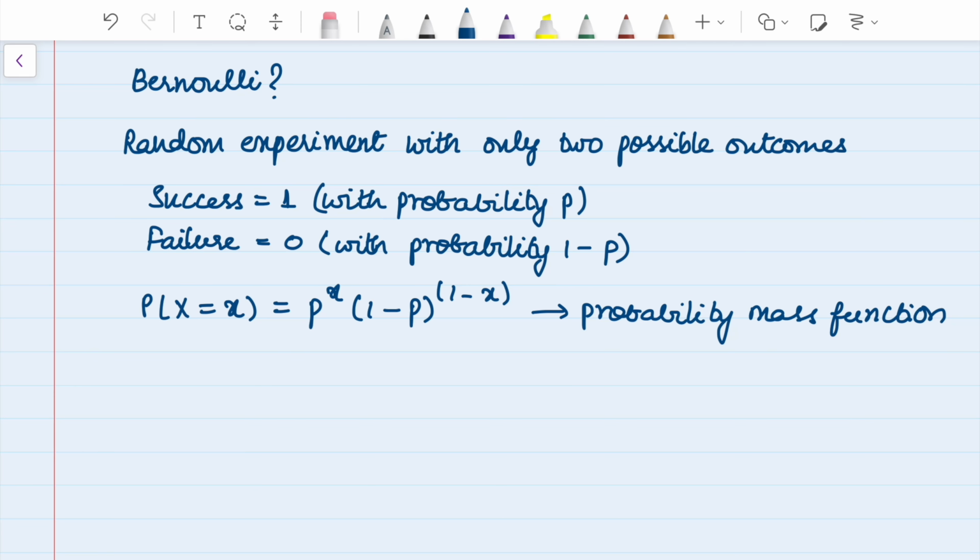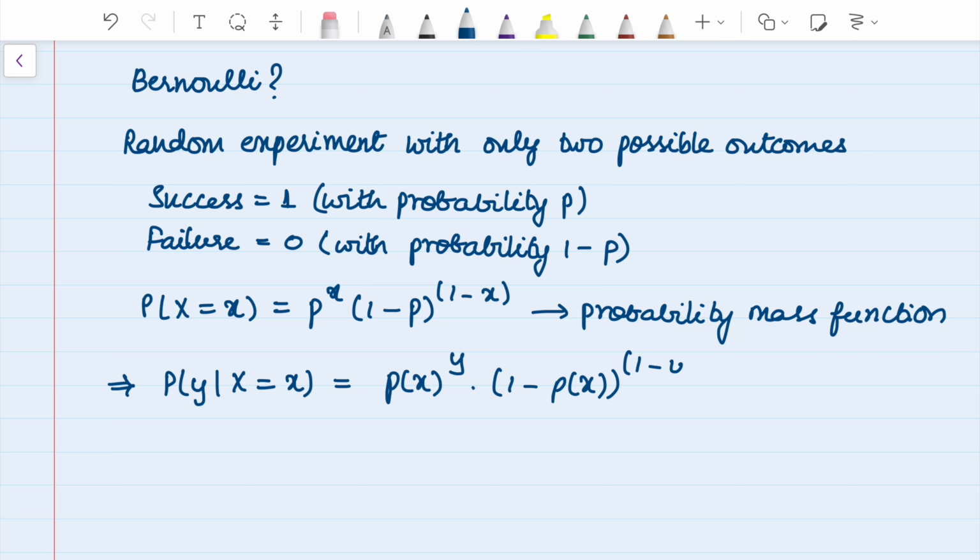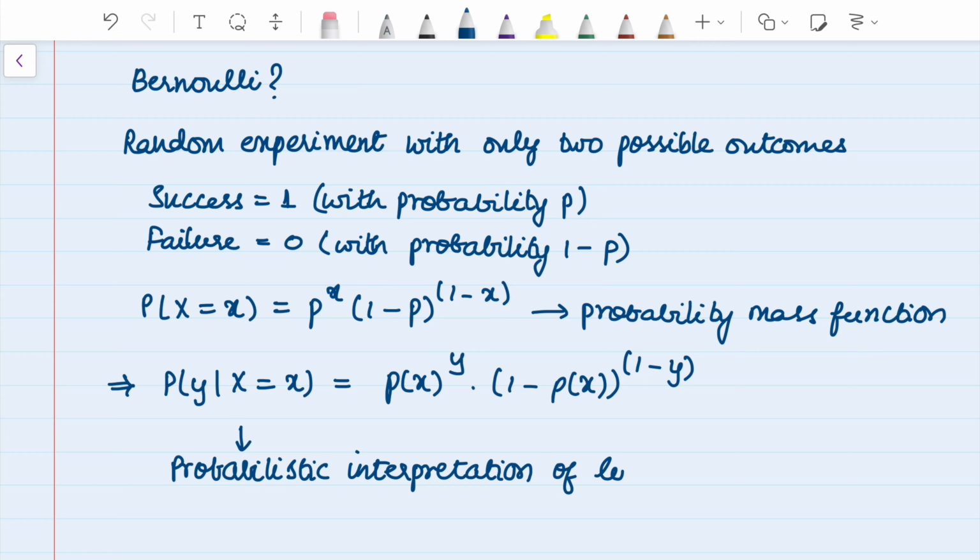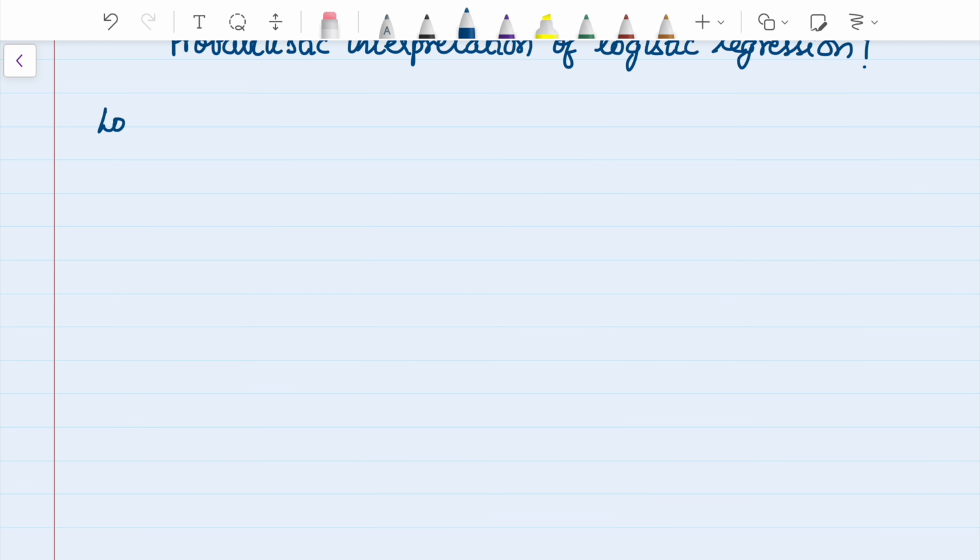If we had to represent this in the form of conditional probability, it would be the probability of y given capital X equals x is p of x whole power y, into (1 minus p of x) whole power 1 minus y. This is the probabilistic interpretation of logistic regression. So logistic regression is about choosing a good functional form for p of x.